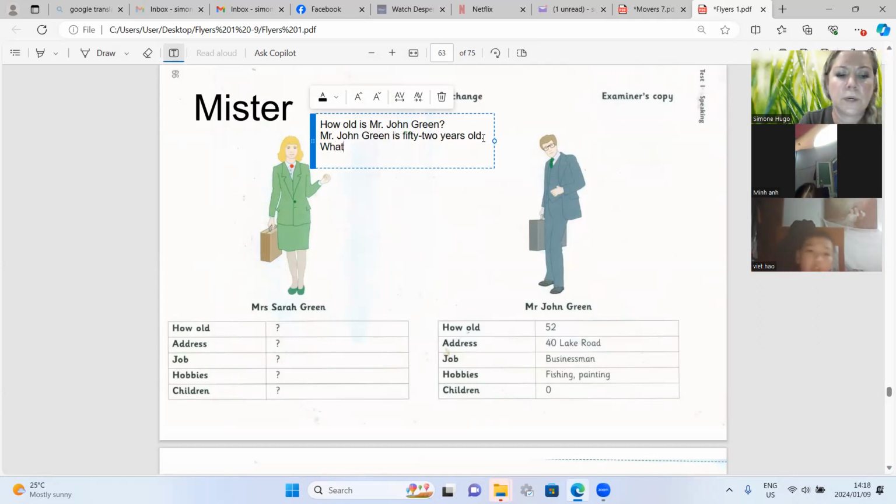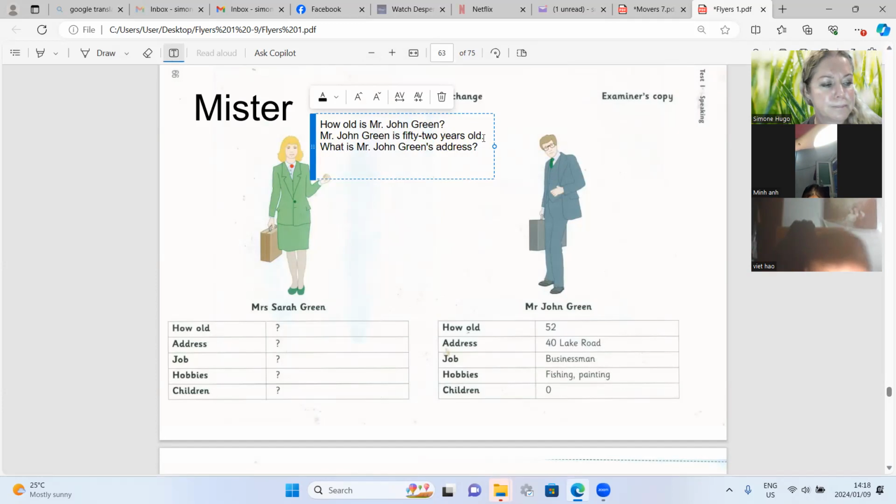What is Mr. John Green's address? Mr. John Green's address is 14 Lake Road.